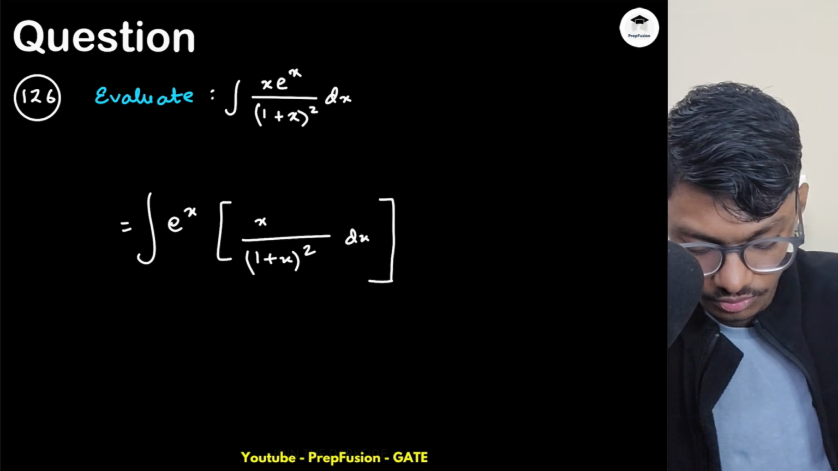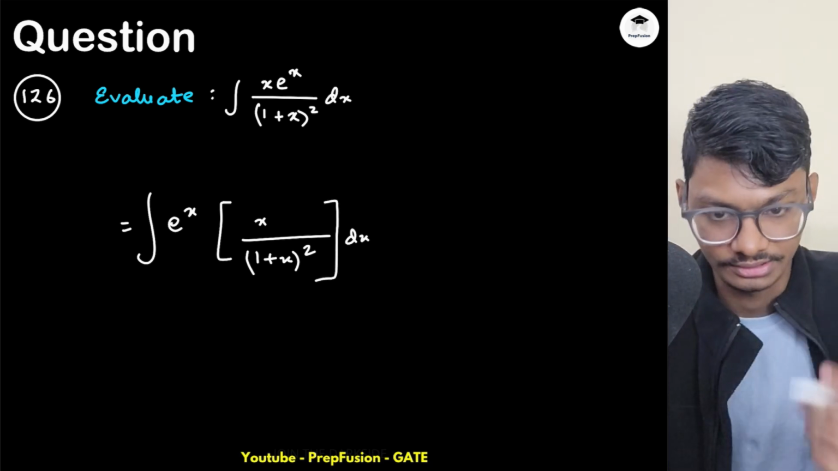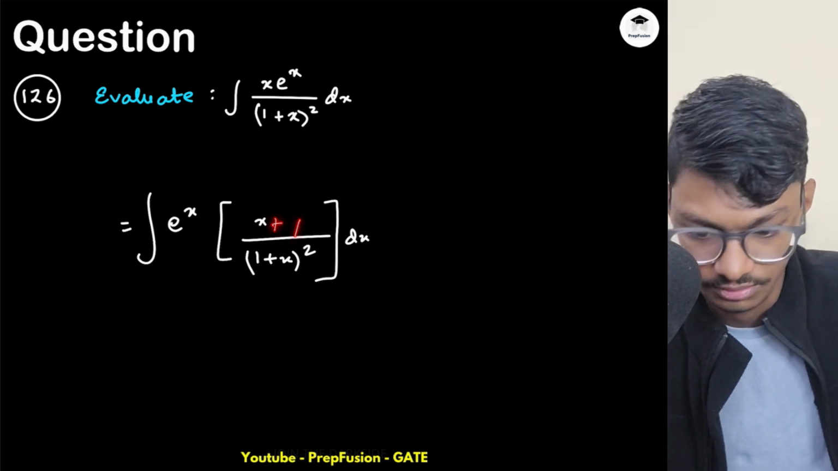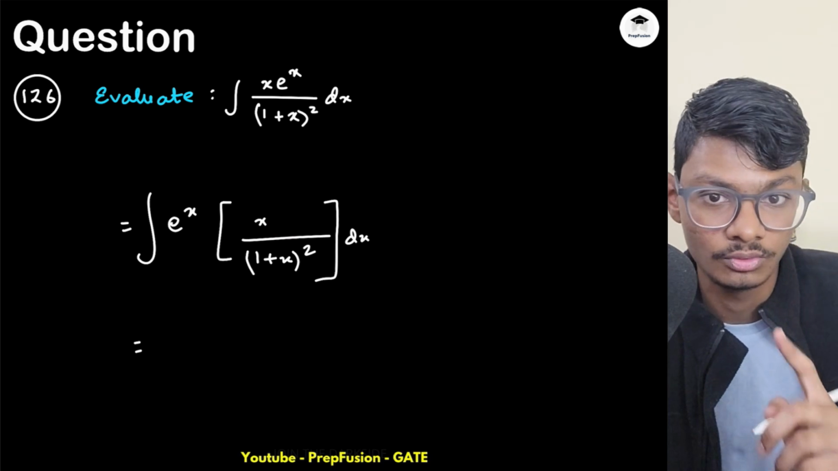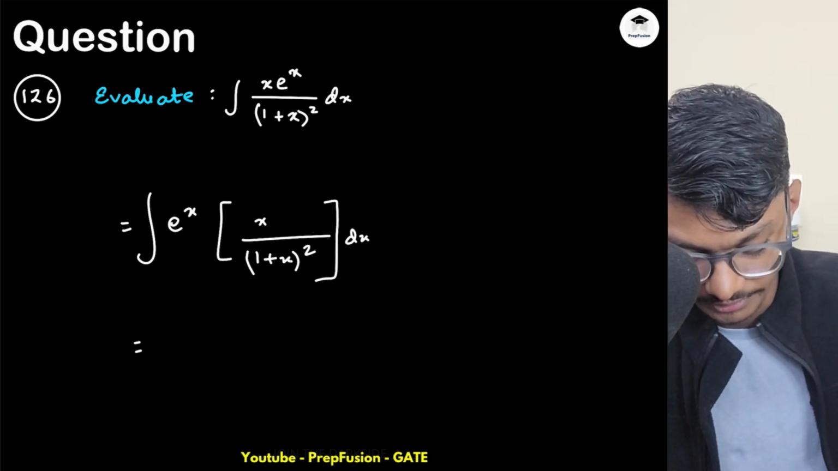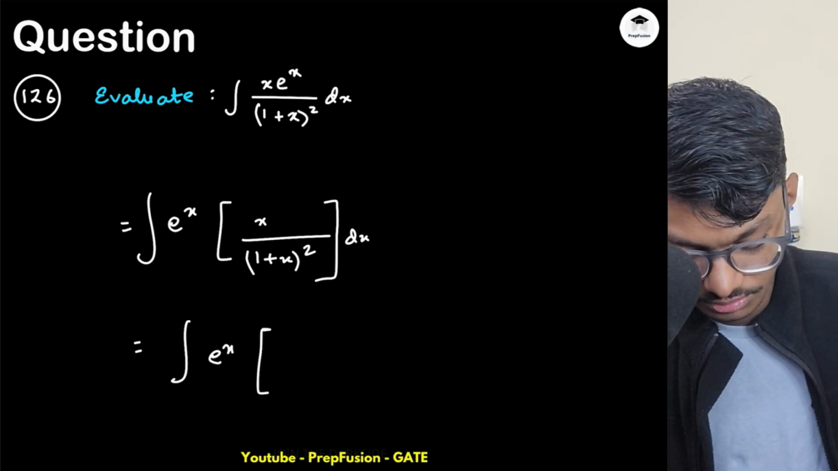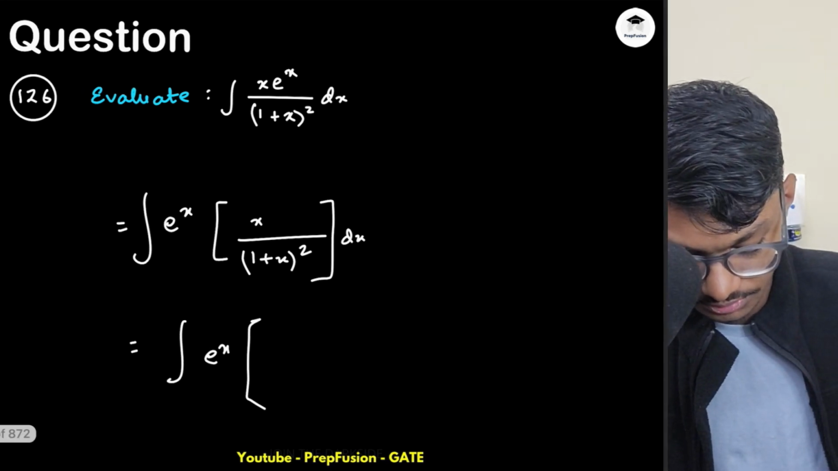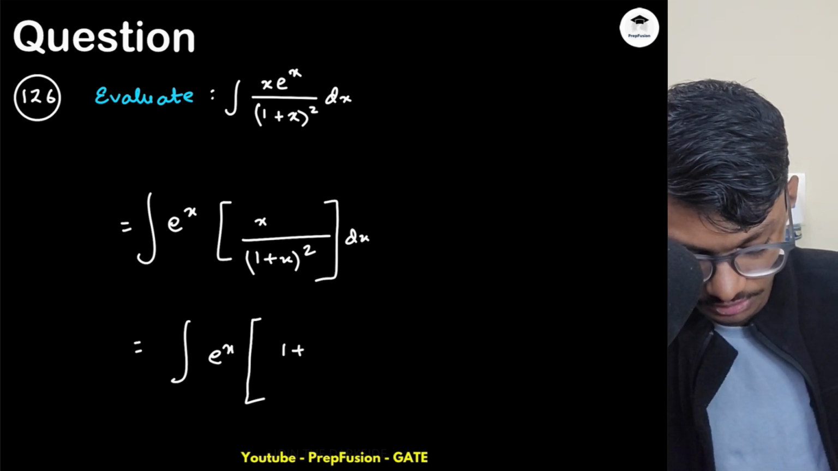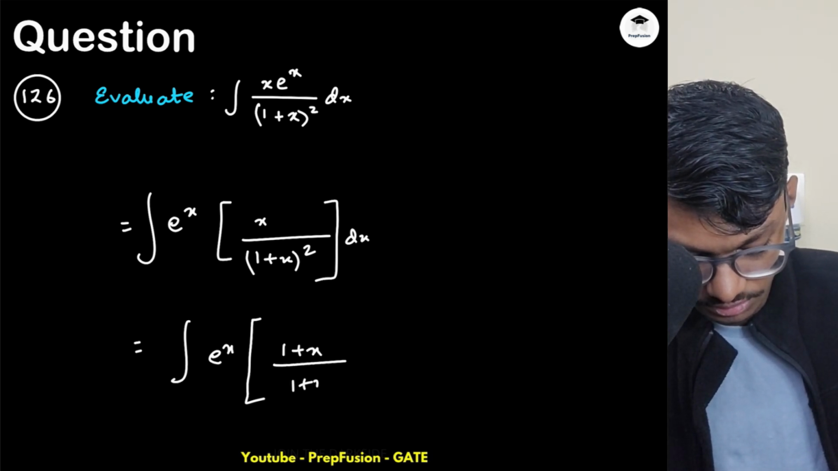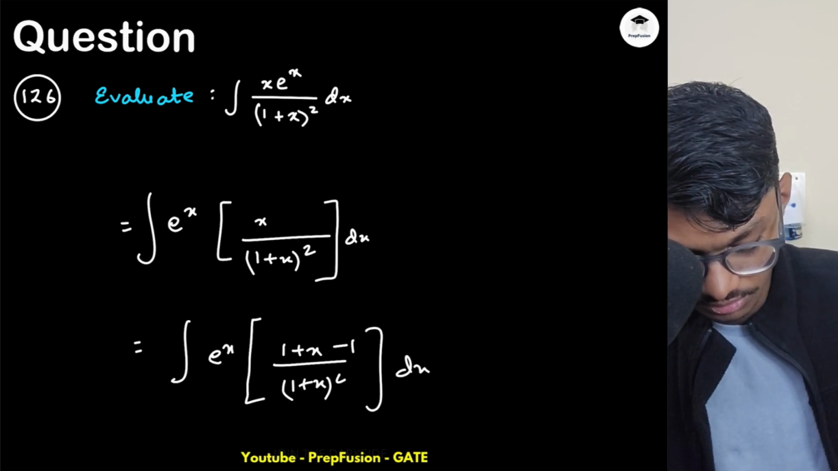Okay, so next, like I'm observing again, I can do that thing because I can do plus minus 1. With practice you will understand when you will do plus minus 1 and when you will not do plus minus 1. That will save you time. So e raised to power x is plus minus 1, so (1 plus x) divided by (1 plus x) whole square and minus 1 dx.